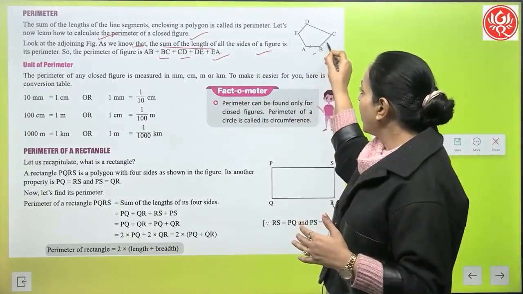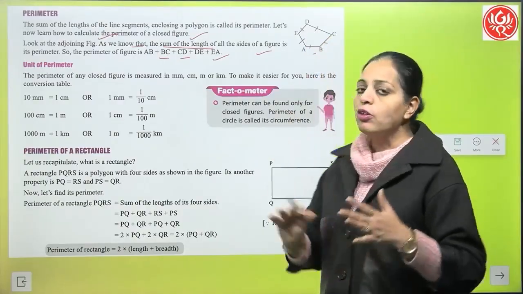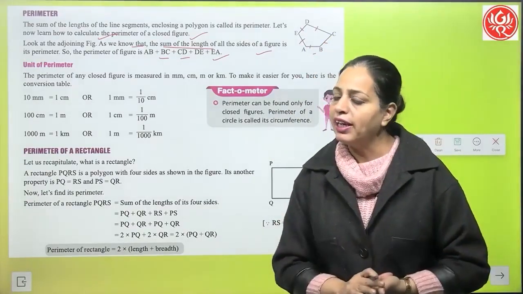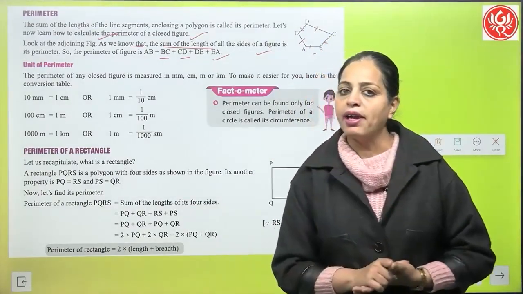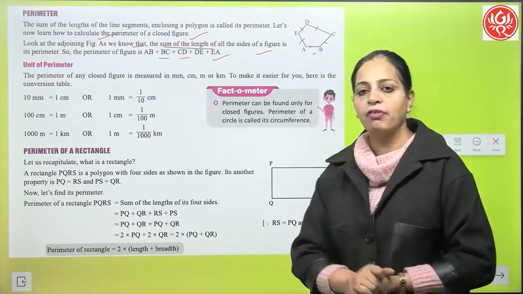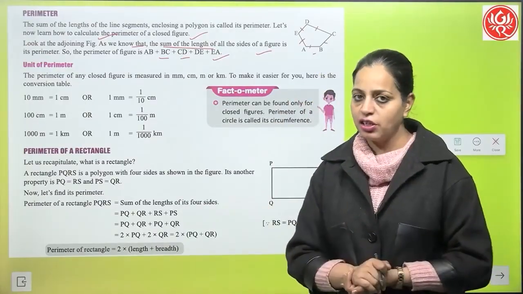इसकी 5 sides है 1, 2, 3, 4, 5. तो 5 sides का हम sum ले लेंगे. That is the perimeter of this figure. Okay, I hope this is clear to you.